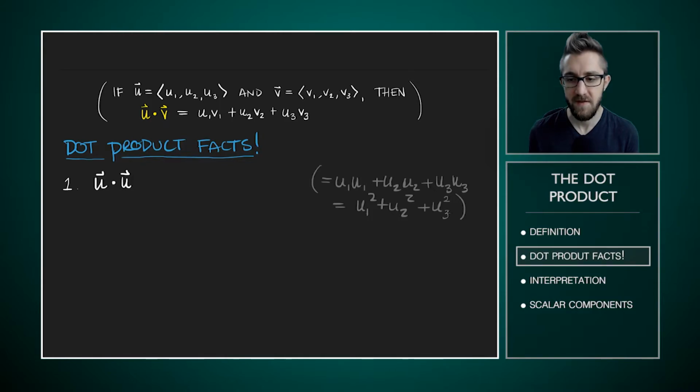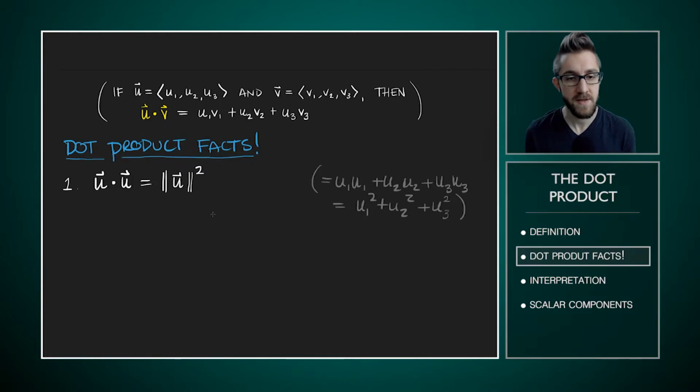And so looking at this off to the side, this is almost the formula for the length of u, for the magnitude of u. All it's missing is the square root. So what that means is when we take the dot product of a vector with itself, we get its magnitude or length, but squared. It's missing the square root.